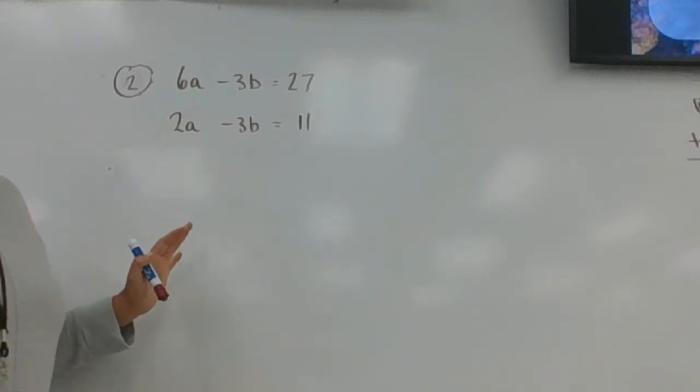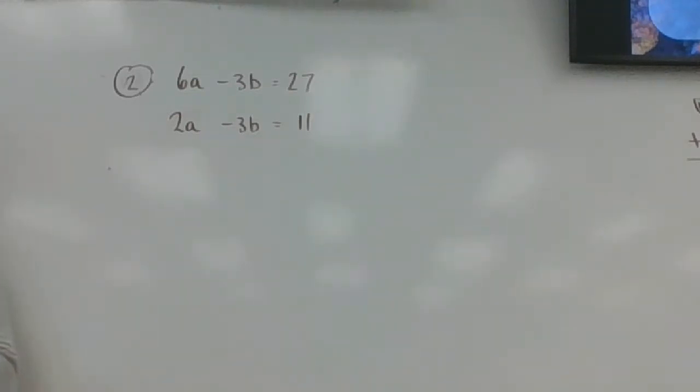Alright, so we add down. But I foresee an issue. Does anybody else foresee a problem here? There's not opposites, they don't eliminate. So what do we do when there's no opposites present?